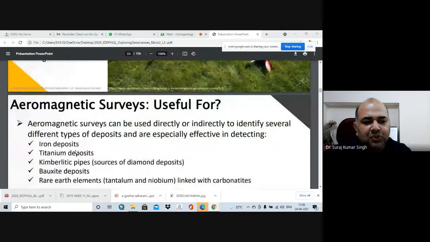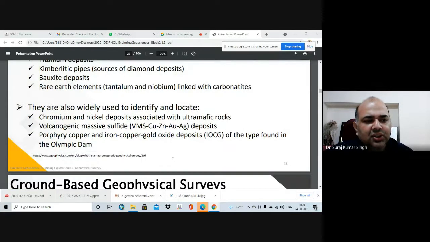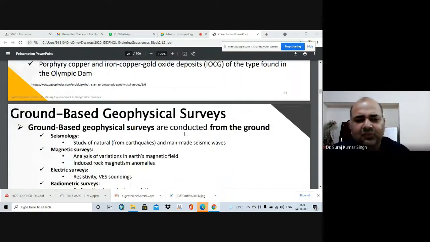So why is it useful? It's useful for various kinds of deposits, whether you're going for iron deposits, titanium, then kimberlite pipes that are indicative of diamond deposits, then bauxite deposits, then rare earth deposits. So all such deposits can be easily identified. Then you can identify and locate the various kinds of deposits of chrome and nickel, which are associated with ultramafic rocks, then the volcanic massive sulfide deposits. So whenever you are going for an aerial based survey, that is the best method.